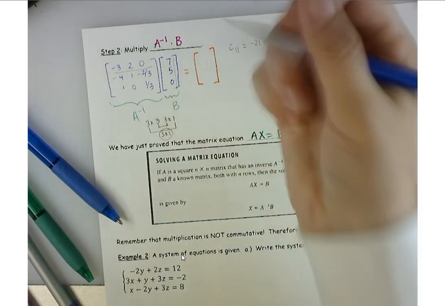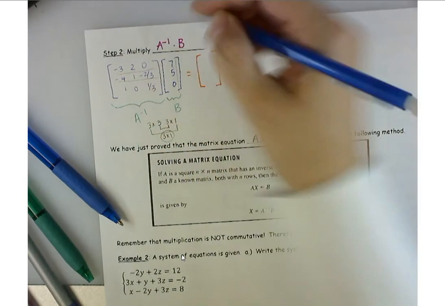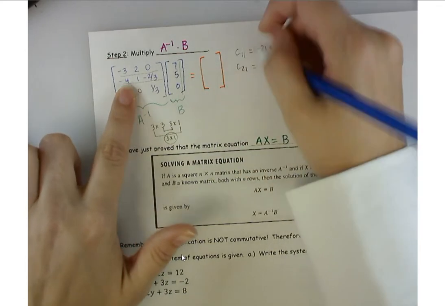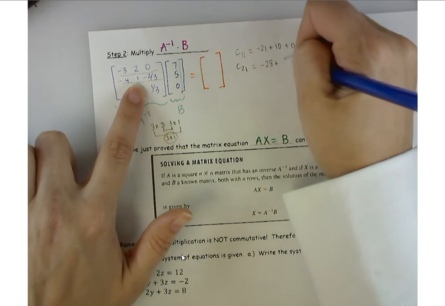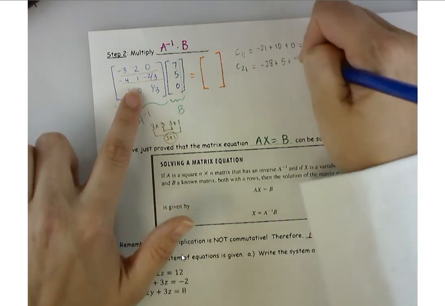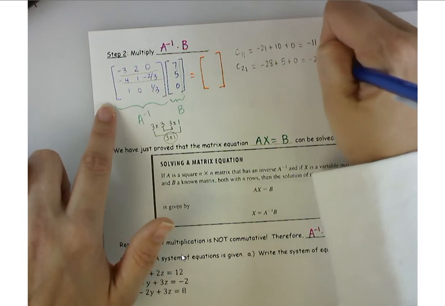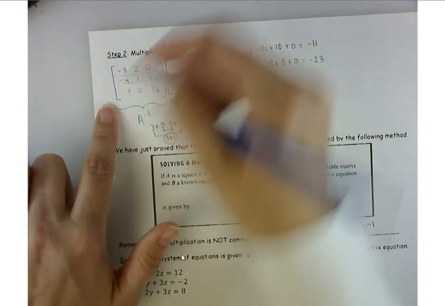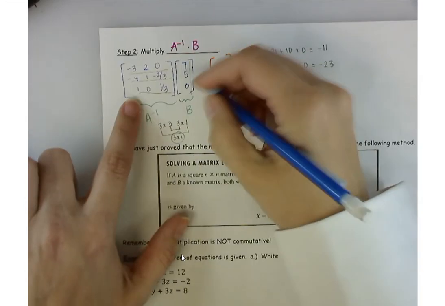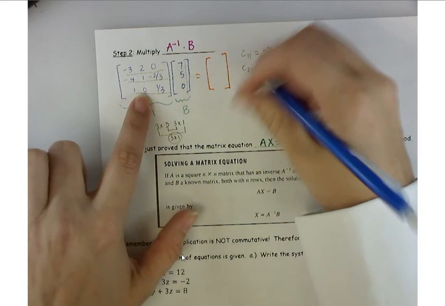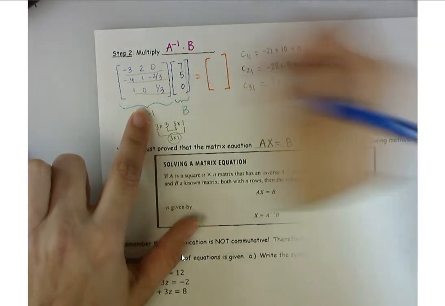So now we have to go to the second row and do the first column. So negative 4 times 7 is what will be multiplied. 1 times 5. And then this is multiplied by 0. So negative 28 plus 5 is what? Negative 23. And then I go to the third row. So 1 times 7 is 7. This is 0 times 5, which is 0. 1/3 times 0, which is 0. So then I get 7.